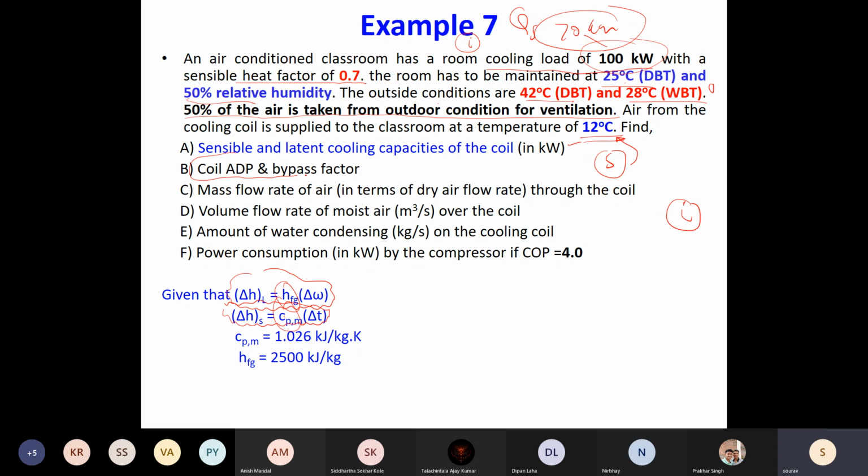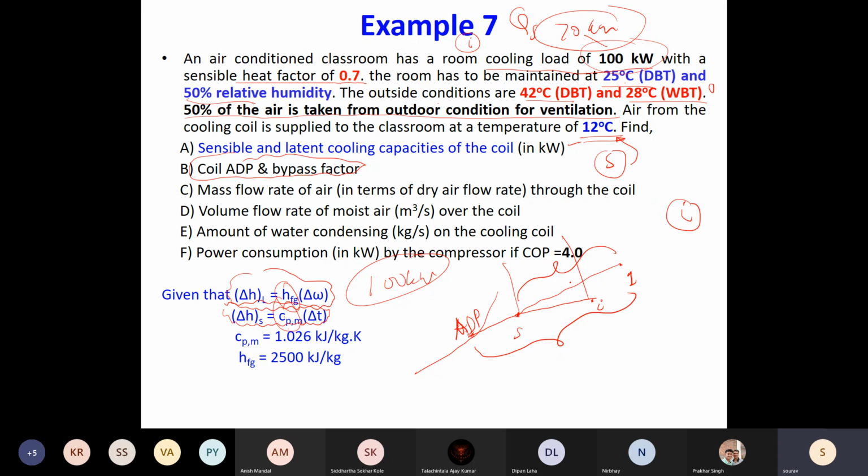What is the coil ADP and bypass factor? Again, straightforward. Once you mark the S, you know 1, extend it till your saturation line. That will give you your ADP, apparatus dew point. From there, you can find the bypass factor. Mass flow rate of air, again, straightforward. You now know that the room load is 100 kilowatt. You know the state point S, you know the state point I.